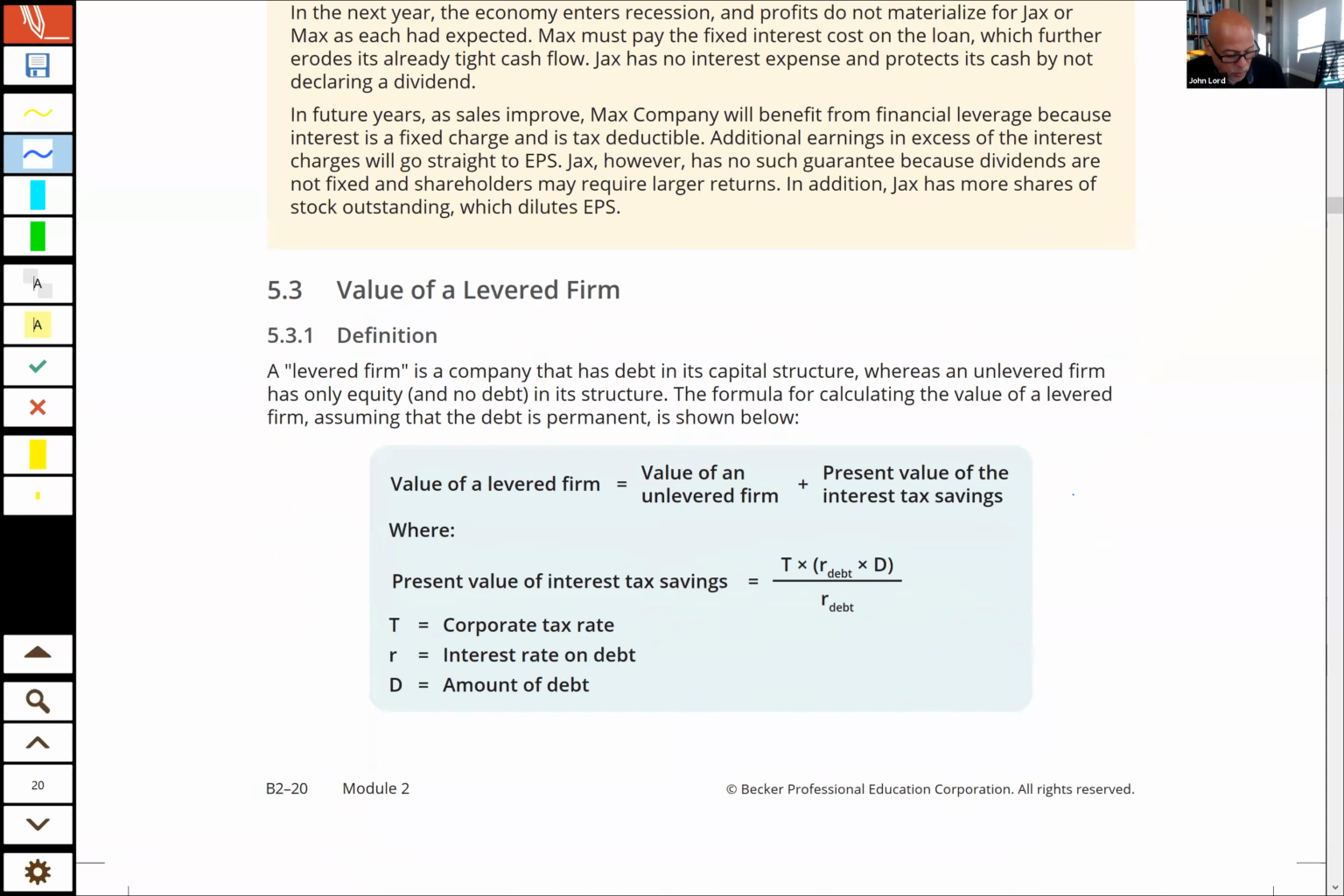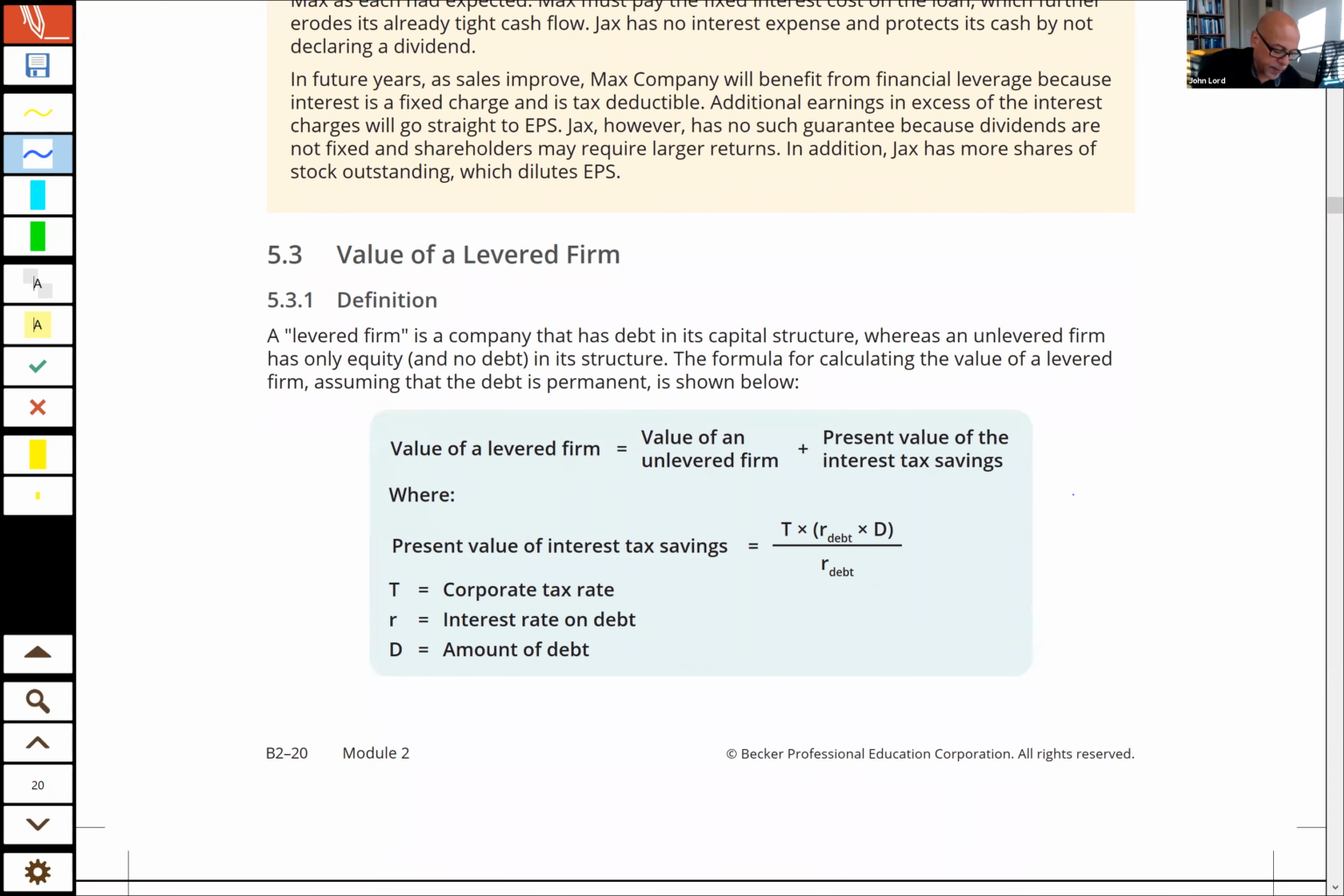Okay, good. Let's take a look at the value of a leveraged firm. A leveraged firm is a company that has debt in its capital structure, whereas an unleveraged firm only has equity and no debt. Now, I think that's worth flashcarding.